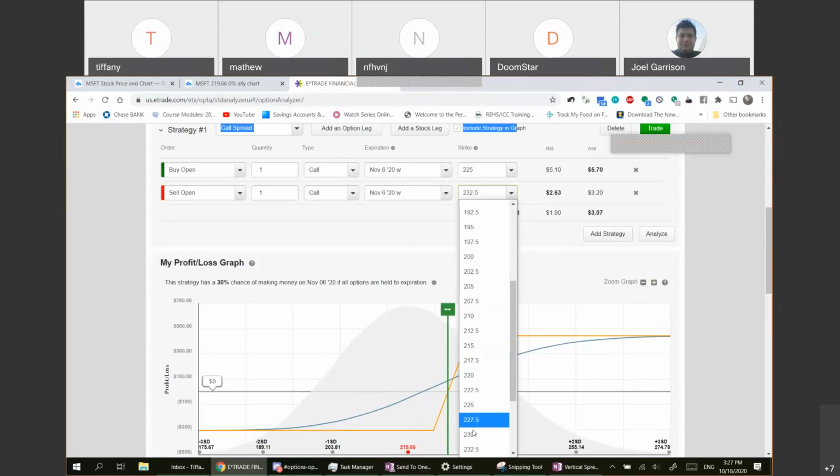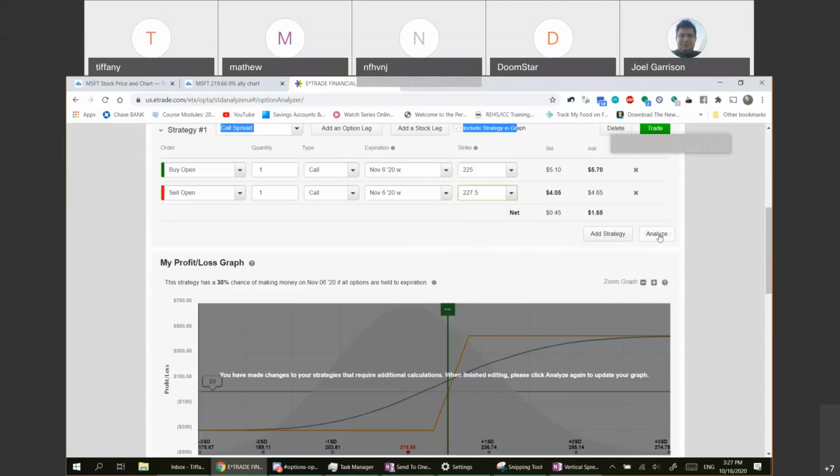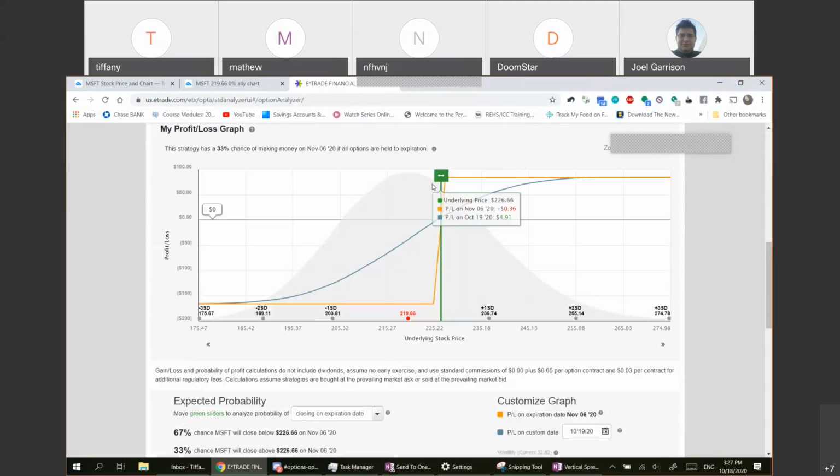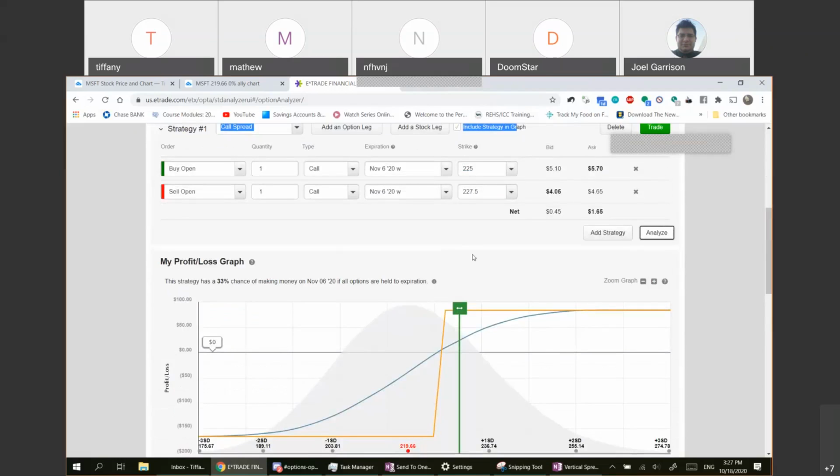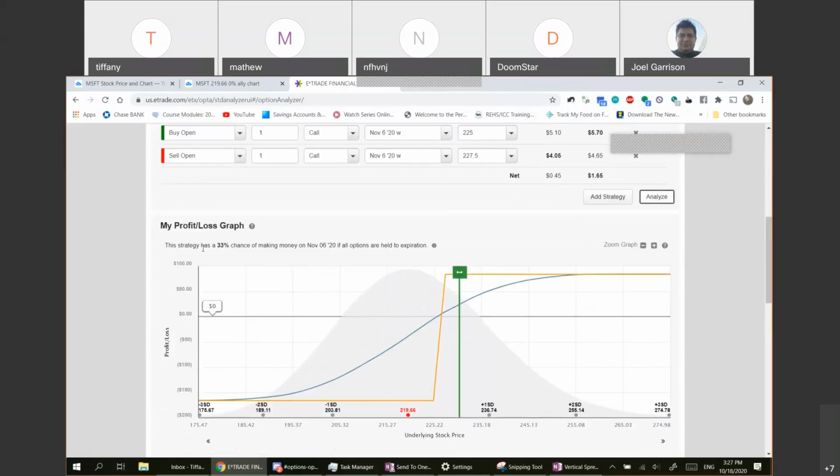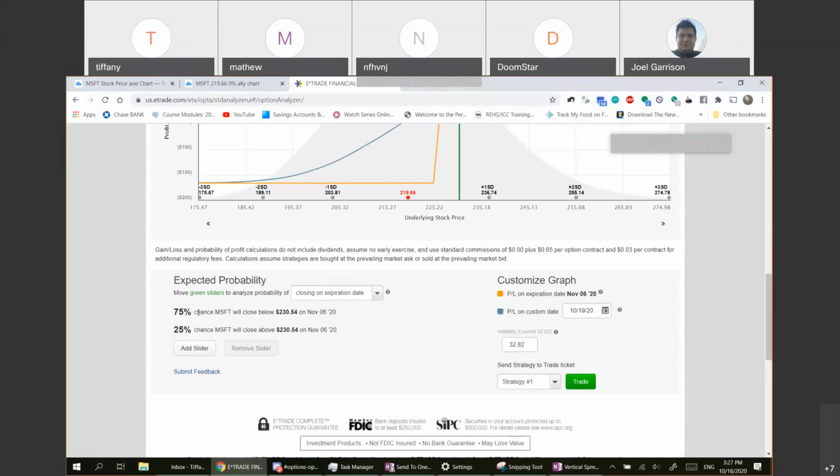Another thing is that if you can't afford that premium, I always suggest, okay, if you can't do it, just make it tighter so you can pay less. You're only going to profit $100 from this trade, but you're only going to lose $160. And it says right here, you have a 33% chance of making money by November 6th. It doesn't have to be at November 6th, but it has to be near November 6th so you can close out your spread trade.